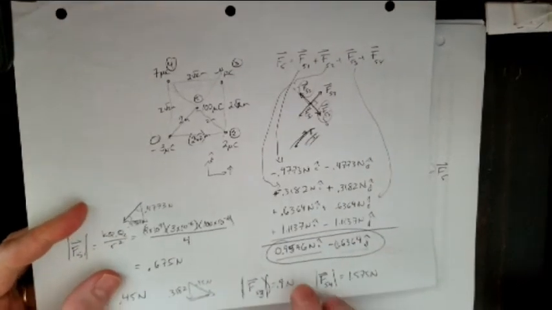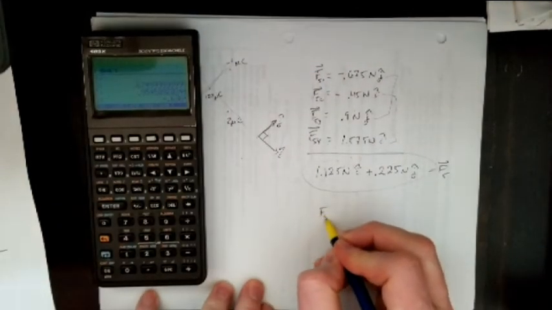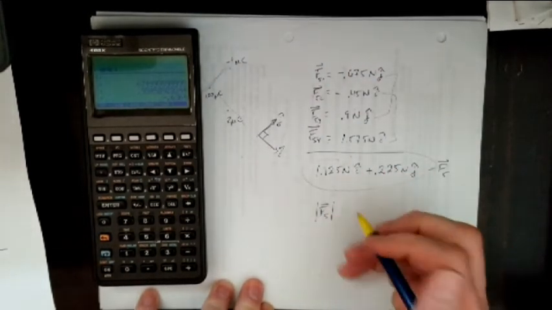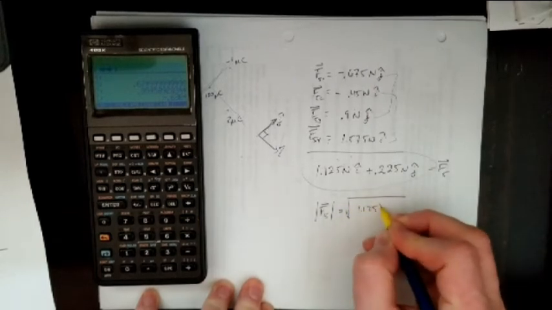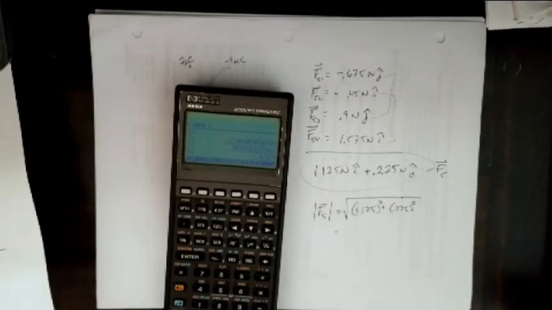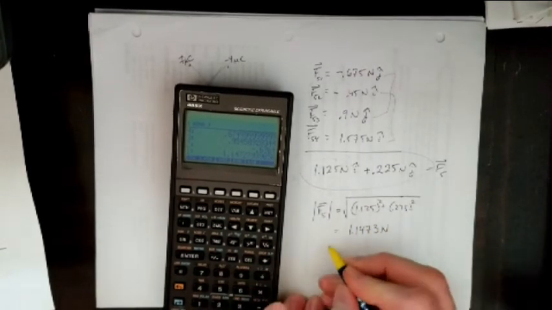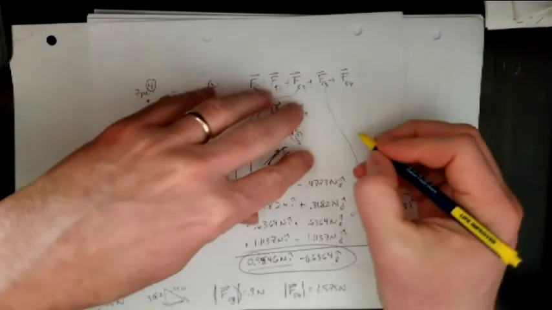Now, the answers don't look the same. And again, for those who are rusty on adding vectors here, that's because they're two different coordinate systems. They should have the same magnitude either way. We can find the magnitude of the force on 5. It is not the sum of the magnitudes. It is the magnitude of the sum. And so this becomes the square root of 1.125 squared plus 0.225 squared, which is 1.1473 newtons.